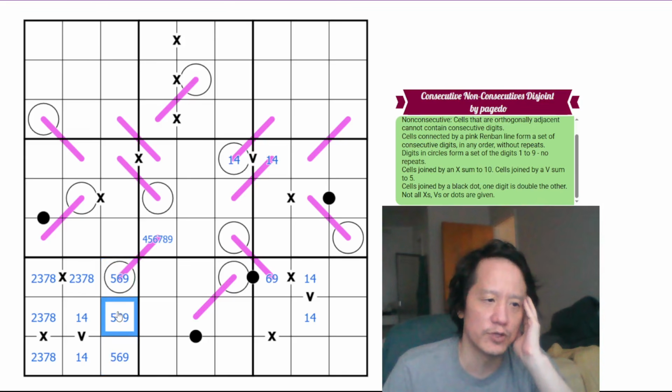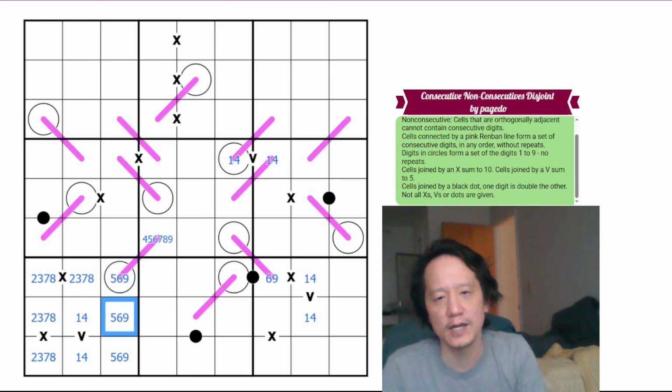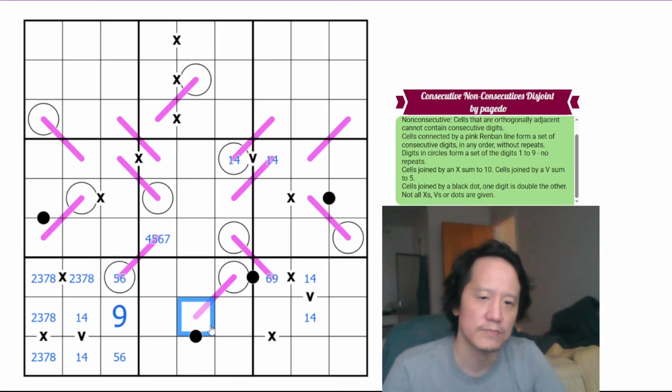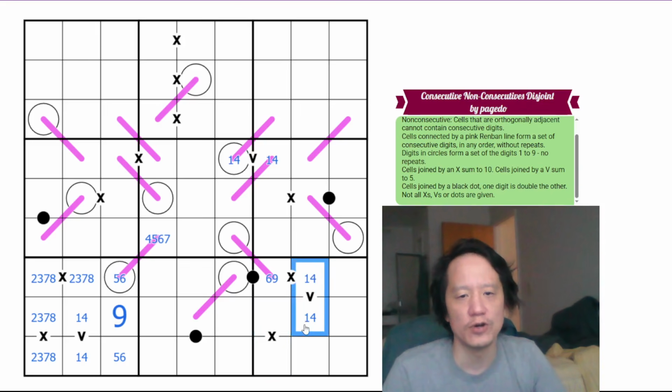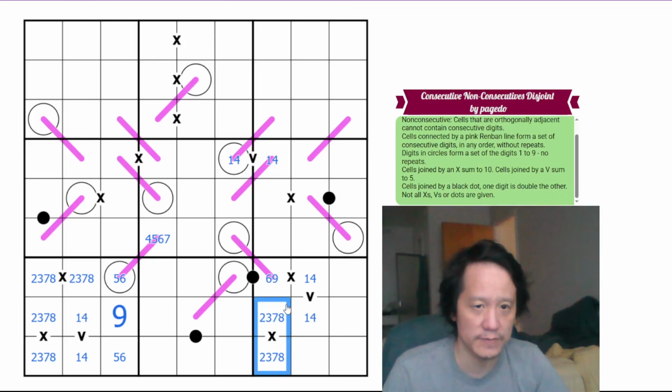If 5 or 6 were in the middle, you would guarantee a 5 or 6 in one of these two spaces. But that would mean 5 and 6 would be in orthogonally adjacent cells, and 5 and 6 are consecutive. So this cannot be 5 or 6, this must be 9, which makes this not 9 and this not 9. This 5 or 6 is only consecutive with 4, 5, 6, or 7. We cannot have a 1, 4 in the rest of this box because of the 1, 4 pair. So this has to be 2, 3, or 7, 8, adding up to 10.